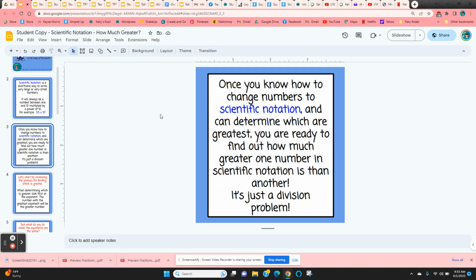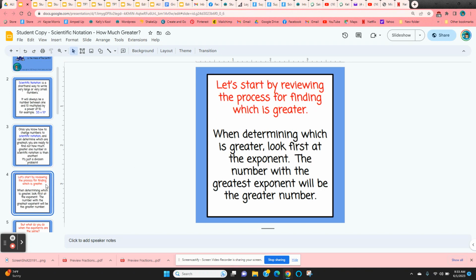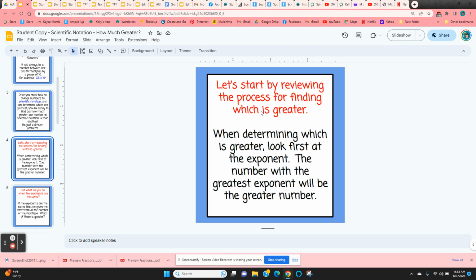And then it explains that if you want to find out how much greater one number is than another, written in scientific notation, it's just a division problem. So we're going to start with a review for the students on how to find which is greater.